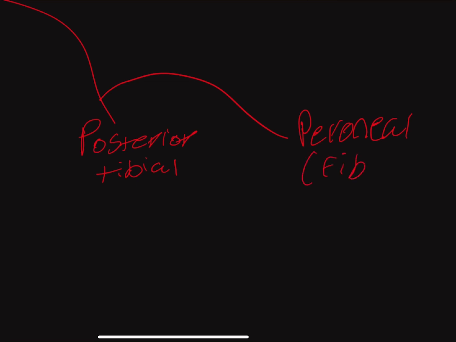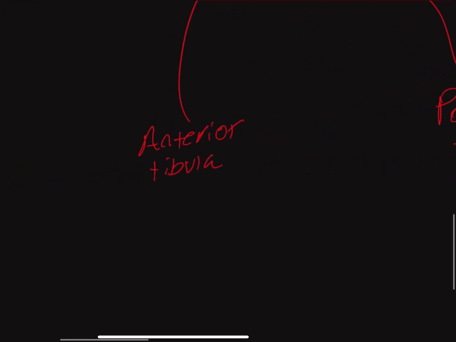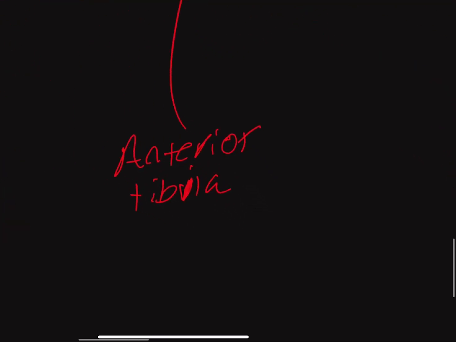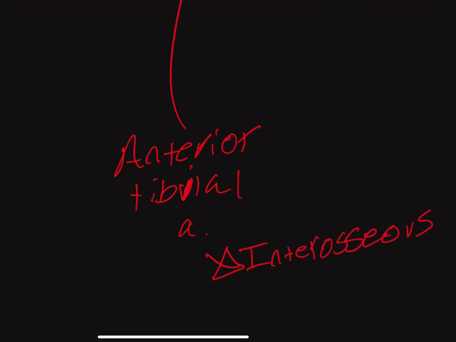If you Google this online, a lot of them will use peroneal and fibular interchangeably, right? So these run on the posterior side, posteriorly to the interosseous membrane. Now, the anterior tibial artery, that's going to pass through and go anteriorly through the interosseous membrane, right?